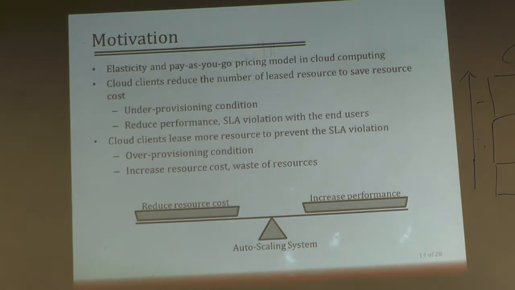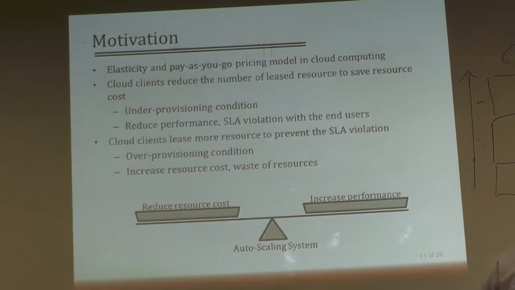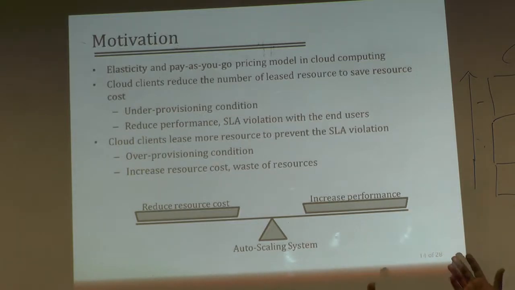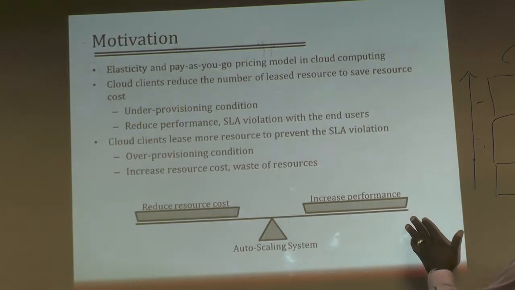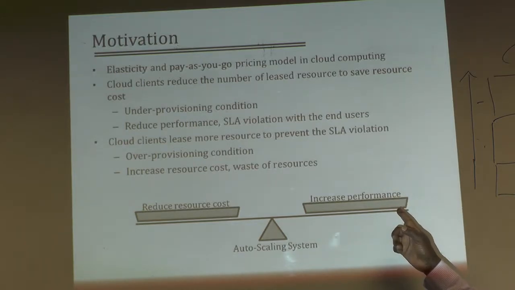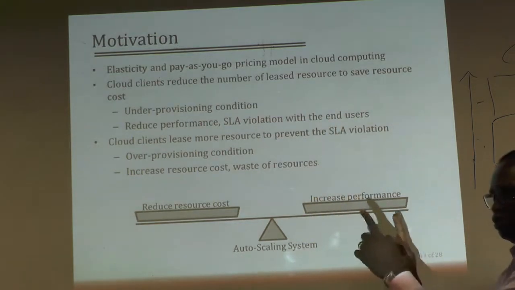Now, the opposite of it is that the client actually didn't want to save money. The cloud client wants to provision more resources in order to prevent SLA violation. So when that is done also, you have two problems. You have an over-provisioning condition, and that leads to increased resource cost, which of course eventually leads to waste of resources. So our research is now to be able to balance between reducing resource cost and increasing performance. Remember, when you reduce resource cost, you reduce performance. But when you increase the resources, performance increases, but cost goes up. Now, how do you balance between the two?